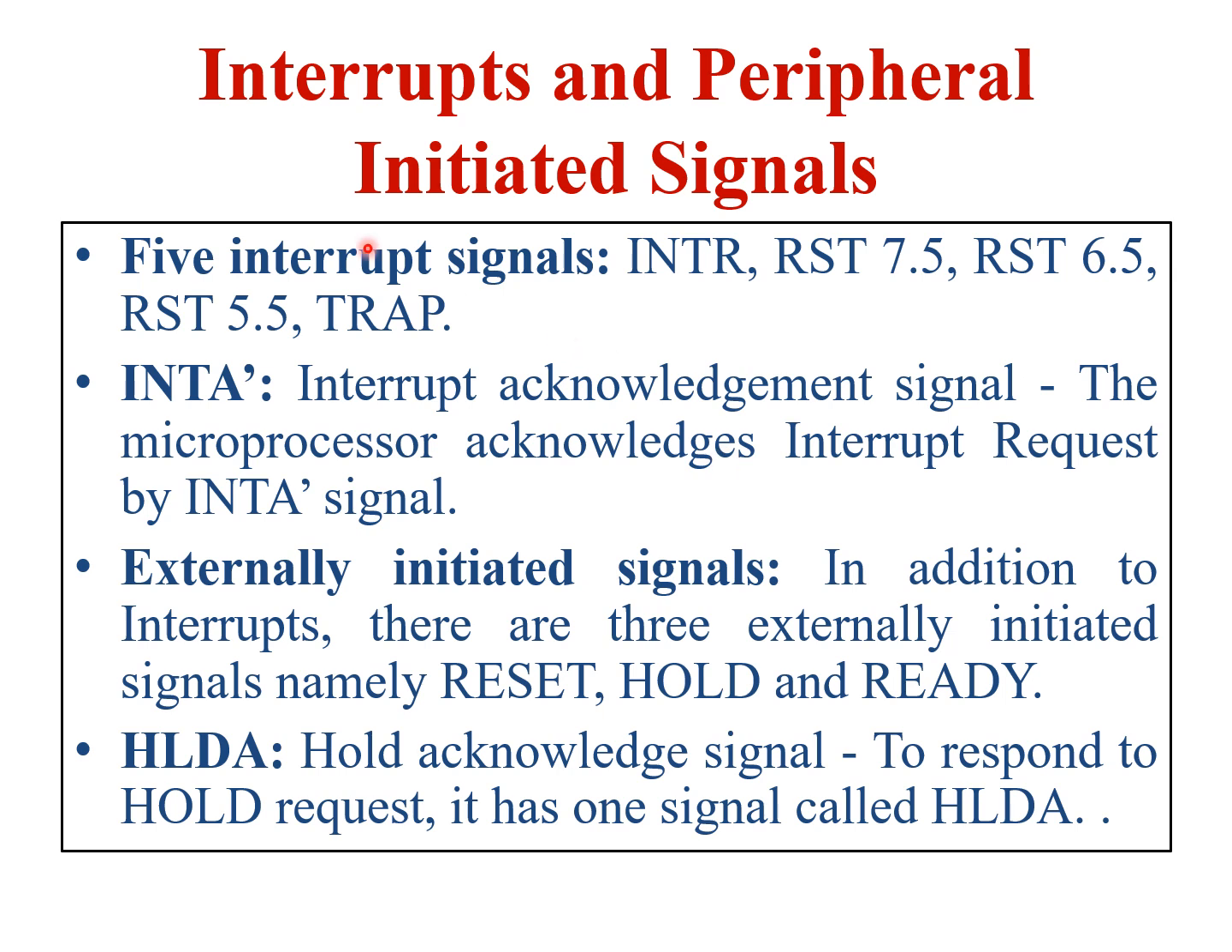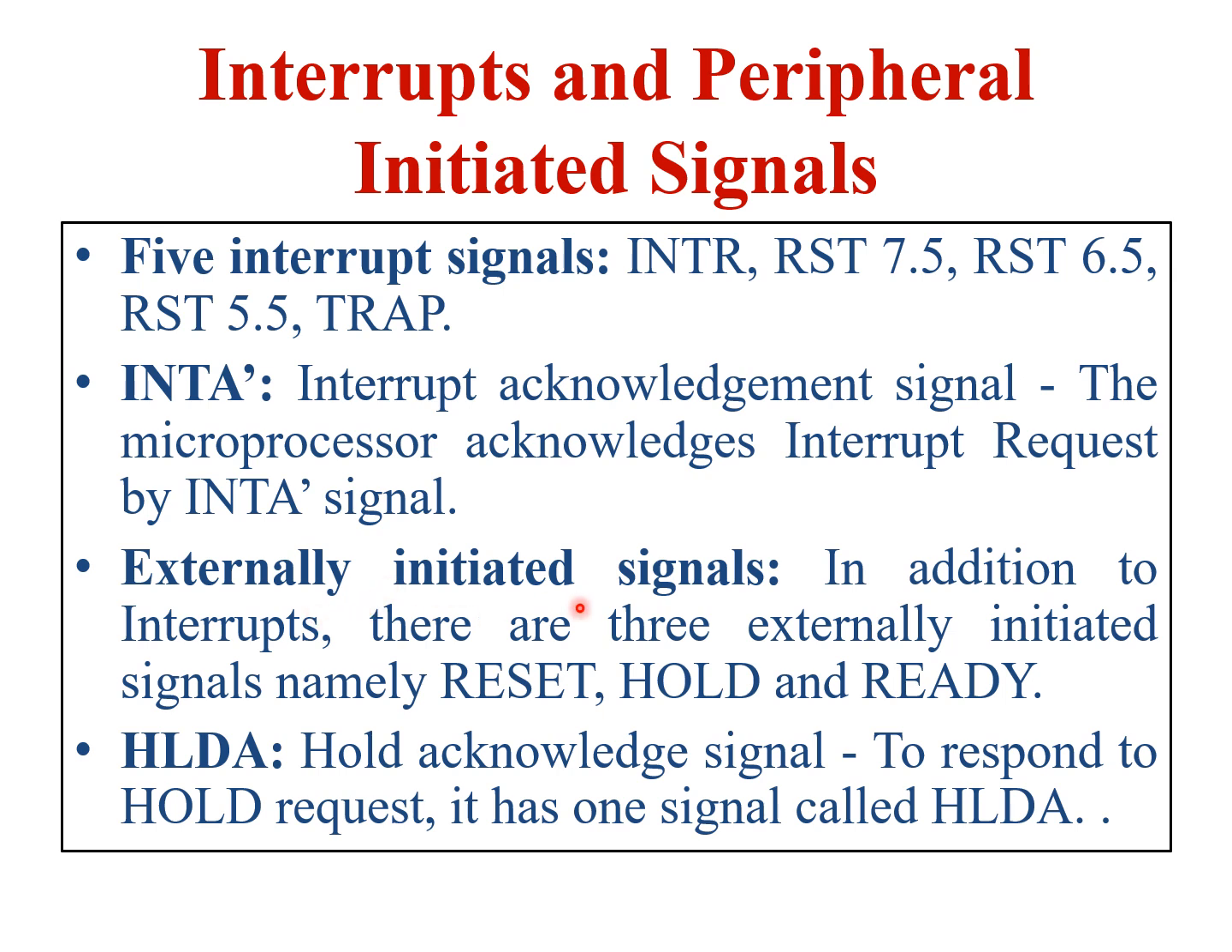Then these show some of the interrupt signals. The microprocessor consists of 5 interrupt signals. They are represented as INTR, RST 7.5, RST 6.5, RST 5.5, and TRAP. And INTA is the interrupt acknowledgement signal. When an interrupt is raised by other devices, the microprocessor will send an acknowledgement, which is represented by the INTA signal.